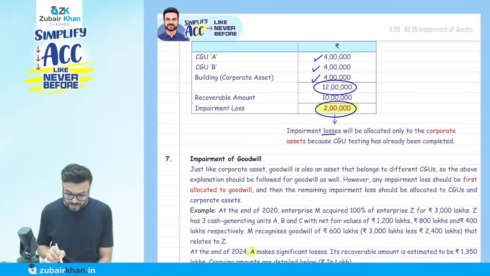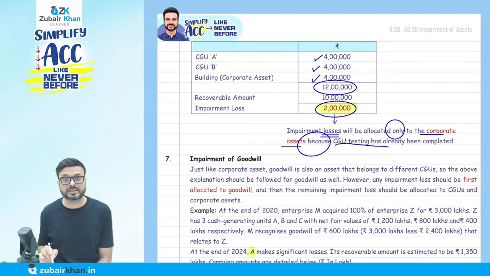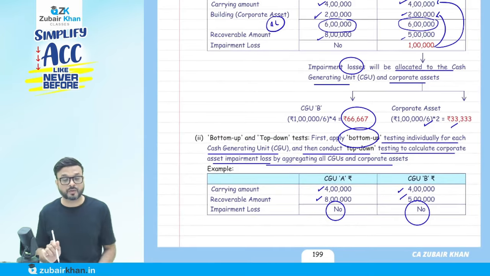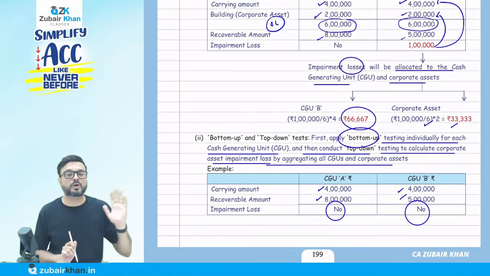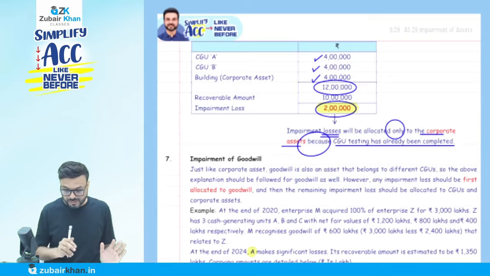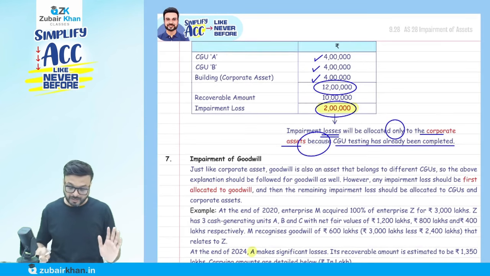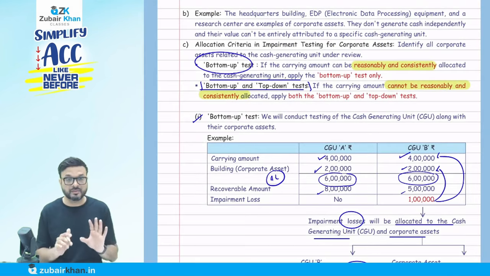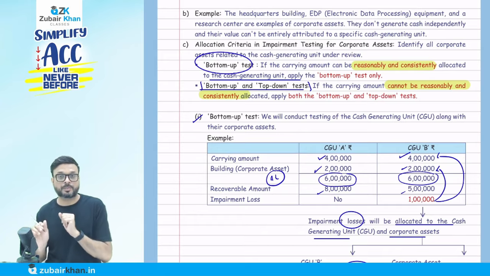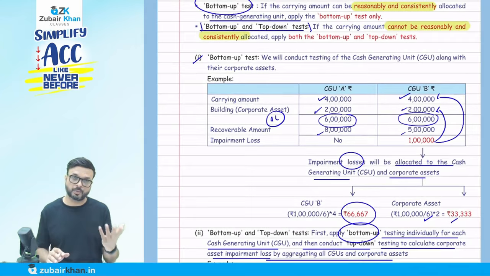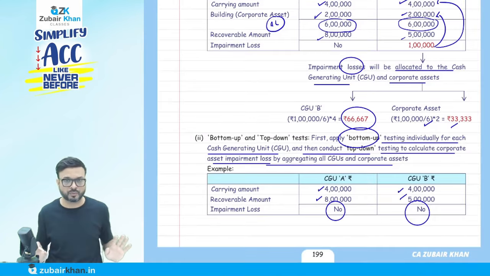So the impairment loss will be allocated only to the corporate asset, because CGU testing has already been completed. We have already calculated the impairment loss of those CGUs individually, so they are not going to bear this impairment loss. This 2 lakh is going to be borne by the corporate asset only. But there are 2 methods. First, the bottom-up test, when we can reasonably allocate the value of the corporate assets. So we will allocate them and calculate the impairment loss. If a loss comes, it is borne by both the CGU and the corporate asset in proportion to their book value.